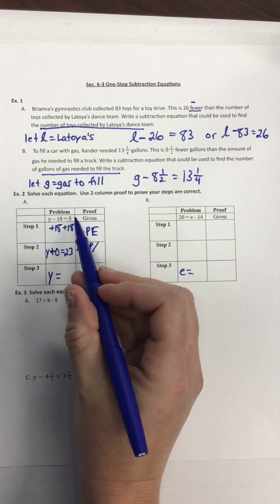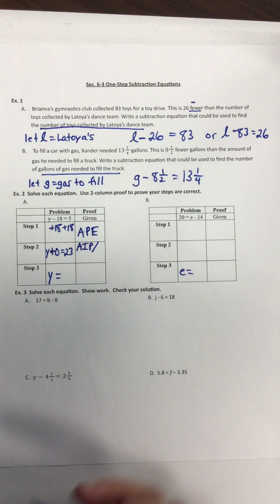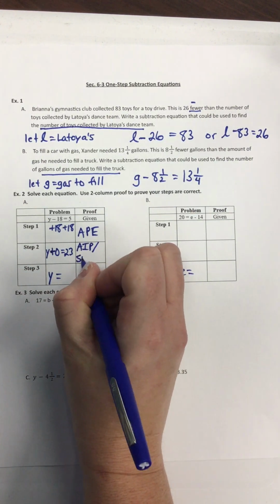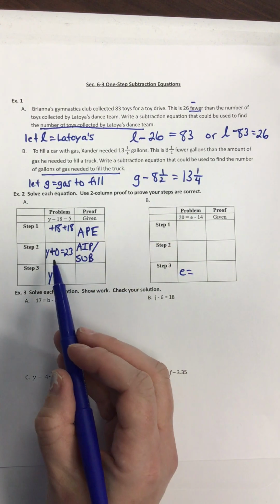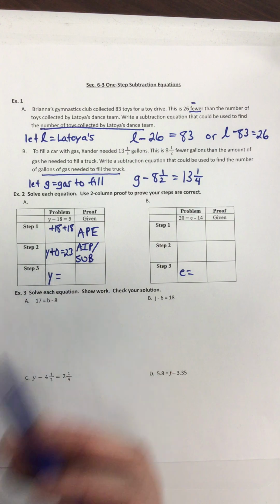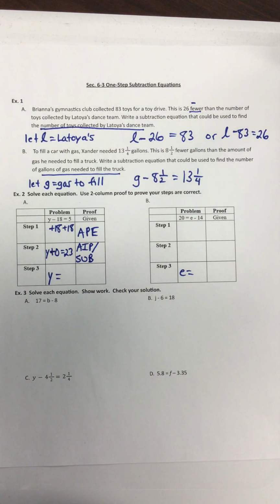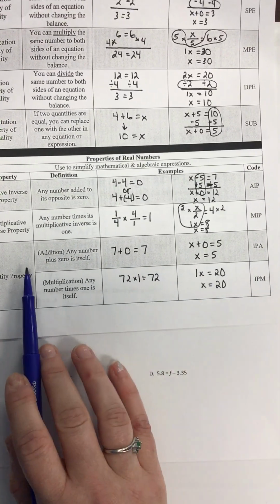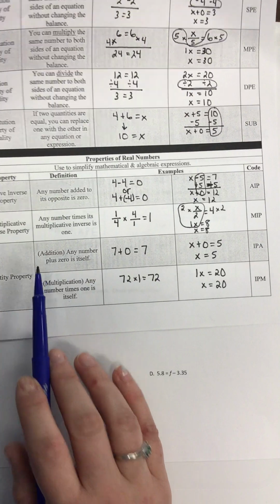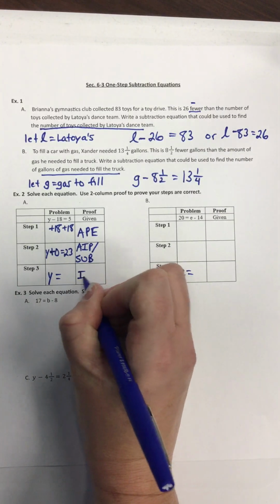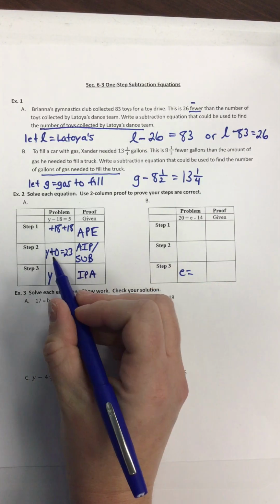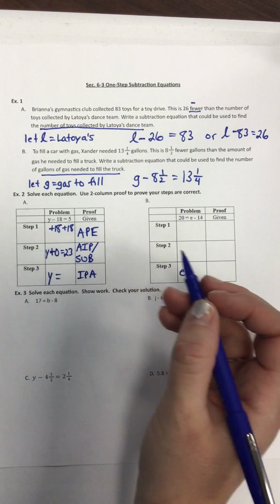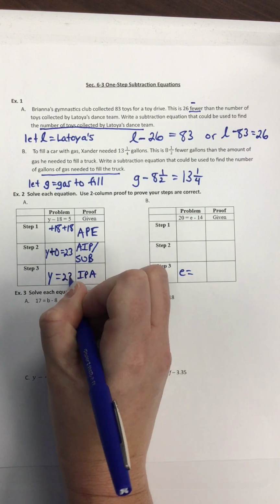And then again, just to know that 5 plus 18 equals 23, that's just substitution, so just sub. And then again, y plus 0 is the same as y because anything plus 0 is itself. That is the identity property of addition, so that's going to be the IPA property. And y plus 0 equals 23, so it is just y equals 23, right?